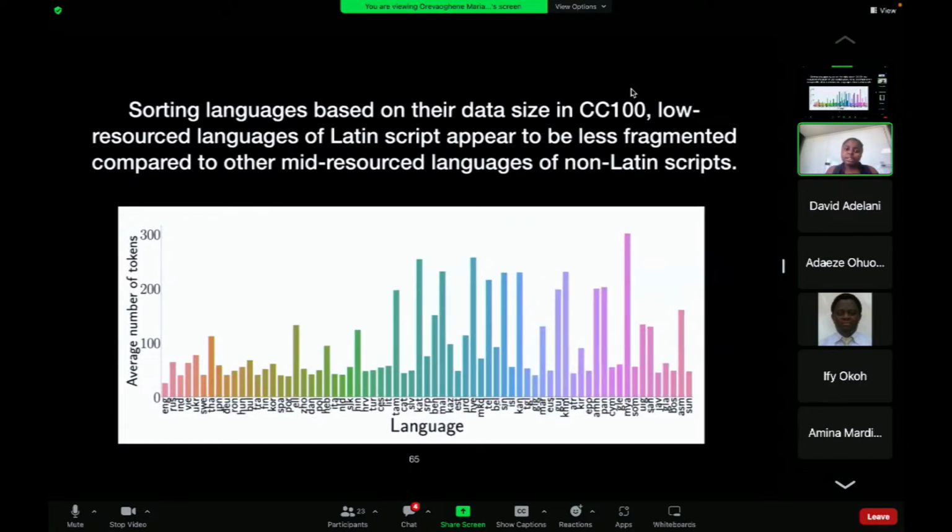So we sort languages in this plot based on their data size in Common Crawl. And if it was really based on training data, we would expect all languages on the left to have lower bars, and languages on the right to have higher bars. But there's no pattern. The only pattern we see here is that Latin script languages are less fragmented. Even low resource Latin script languages are less fragmented. See Thai, for instance, see Vietnamese, see Russian. Russian is the second highest resource language in Common Crawl, but it has higher bars than some other languages.